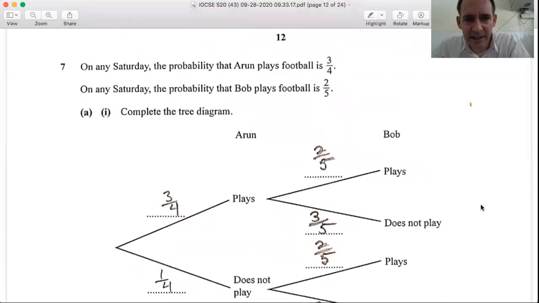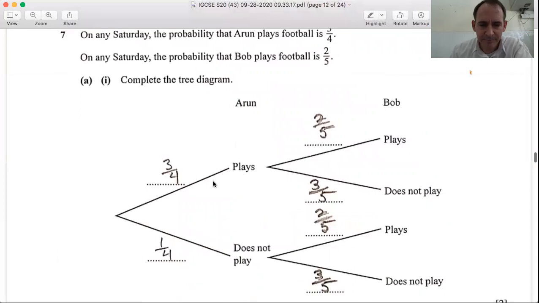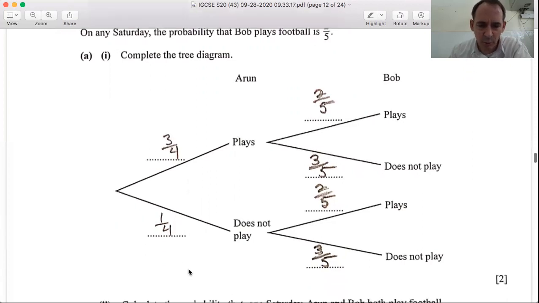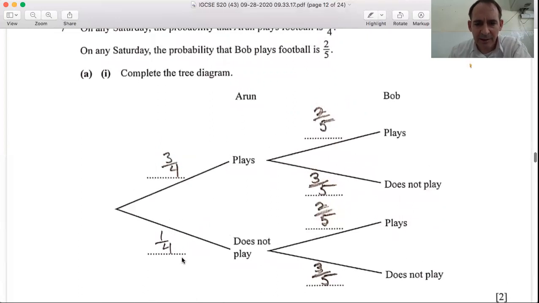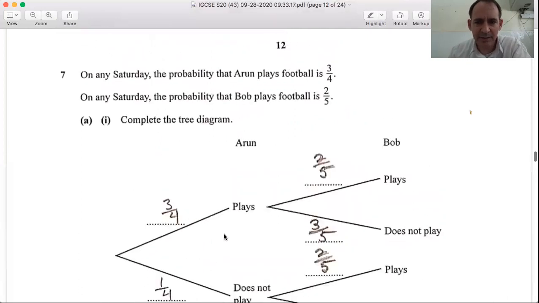Here's a probability question for number 7. On any Saturday, the probability that Arun plays football is 3/4. So here's Arun. The probability that he plays is 3/4. Remember, any particular branch set has to add up to 1. So 1 minus 3/4 means there's a 1/4 chance that he does not play.